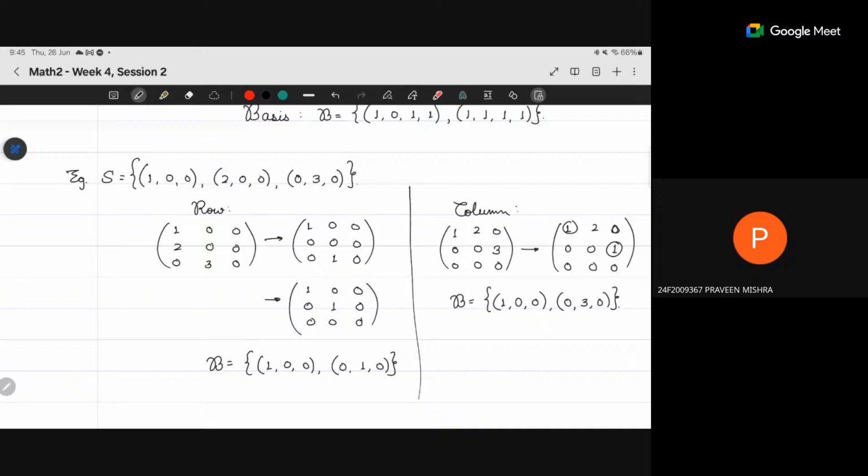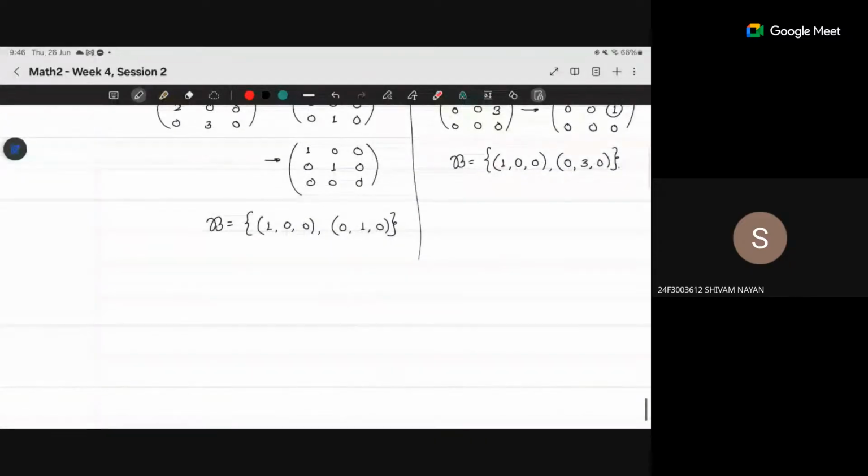So the row method gets you a basis, but the column method also gets you a basis. Both can be a basis. There are infinitely many of them. That is what we were discussing in the beginning. Okay, so that's all about the column method and row method.